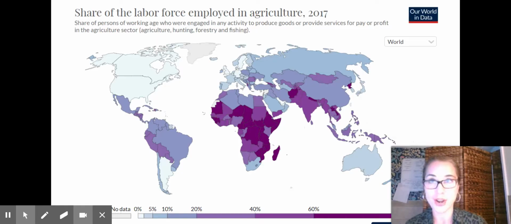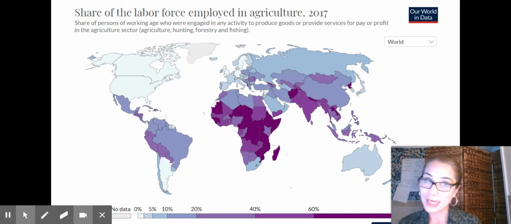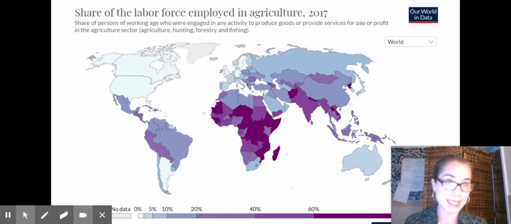So here's a map that shows this quantitative statistic. The title of it is Share of the Labor Force Employed in Agriculture from 2017. Again, development over time has led to the need for less human labor, especially in food production. In this map, you can see that the places with the highest GNI: North America, Europe, Australia, Argentina, Japan, have the lowest number of people in a labor force employed in agriculture. So we're starting to see that connection.